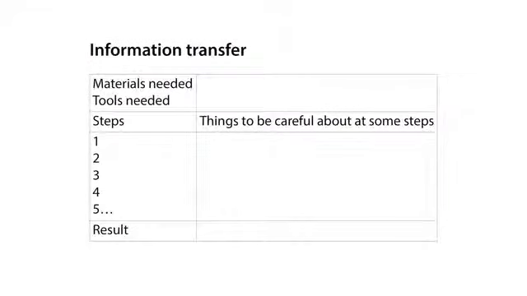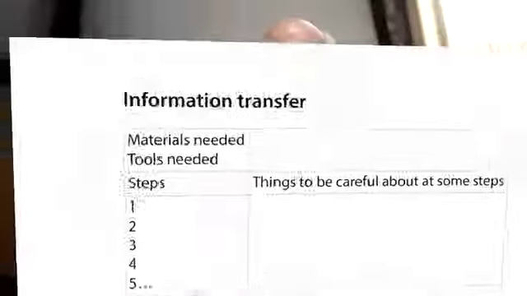Another kind of guided writing involves information transfer. Information transfer activities are really useful for a teacher. There are what we call receptive information transfer activities and productive information transfer activities. Receptive information transfer activities involve the learner listening or reading and then filling in a table with the information that they gain from the listening or reading.